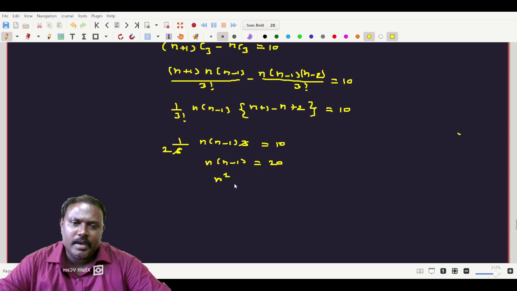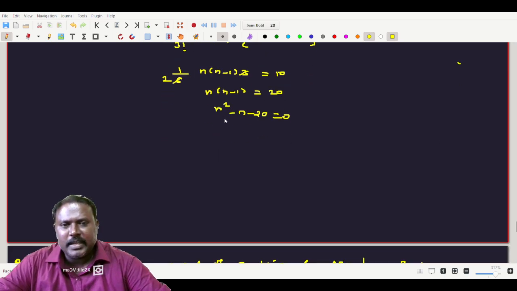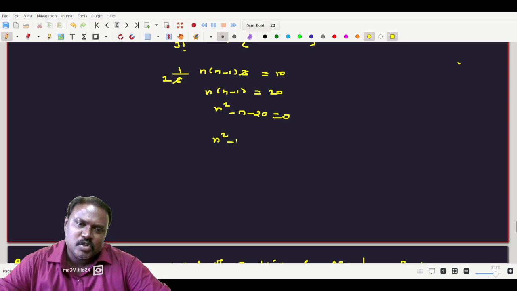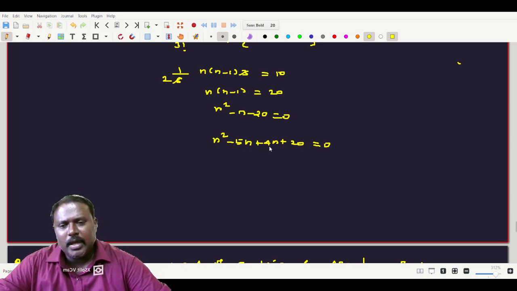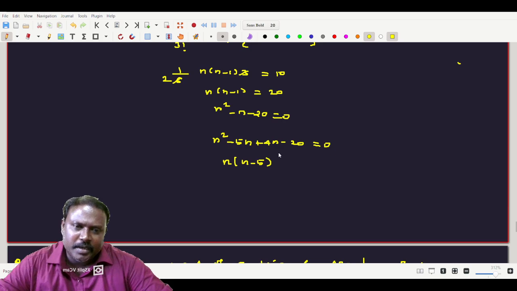So n square minus n minus 20 equals 0. This is a quadratic equation. Now I can write n square minus 5n plus 4n minus 20 equals 0. If I multiply minus 5 by 4, I will be getting minus 20. So I am doing the middle term factorization. Here also n is there, here also n is there. So take n outside, n into n minus 5 plus 4 outside, this is also n minus 5, which equals 0.